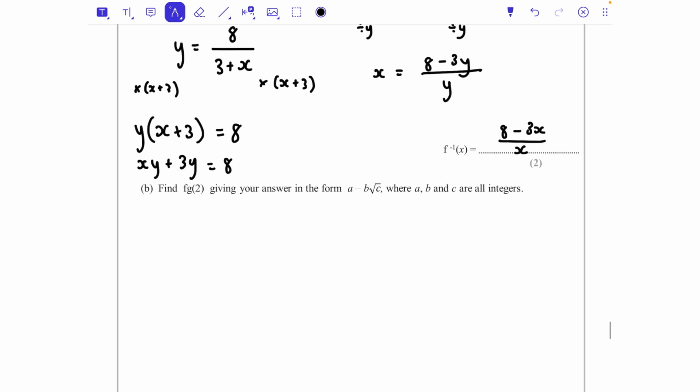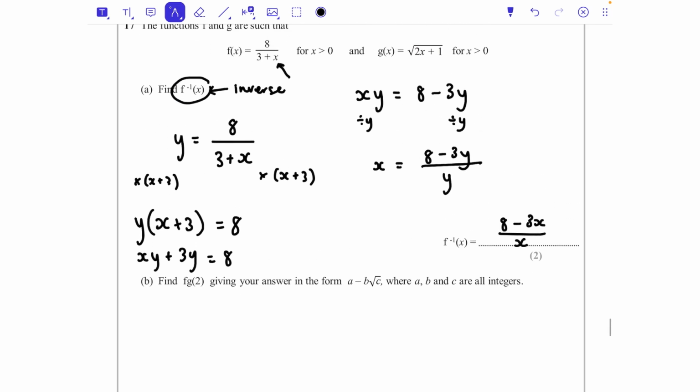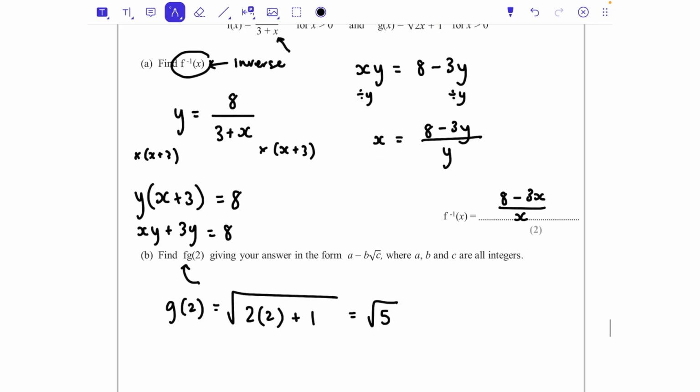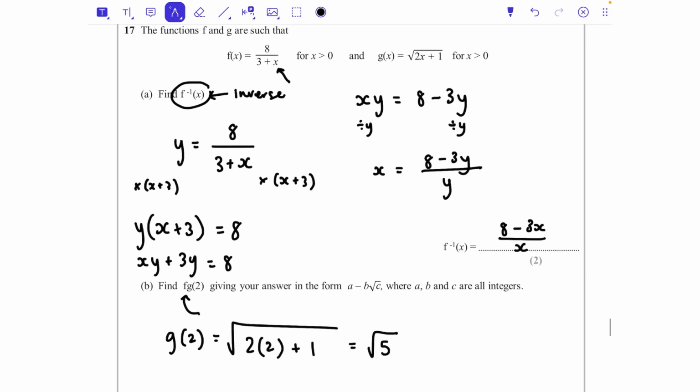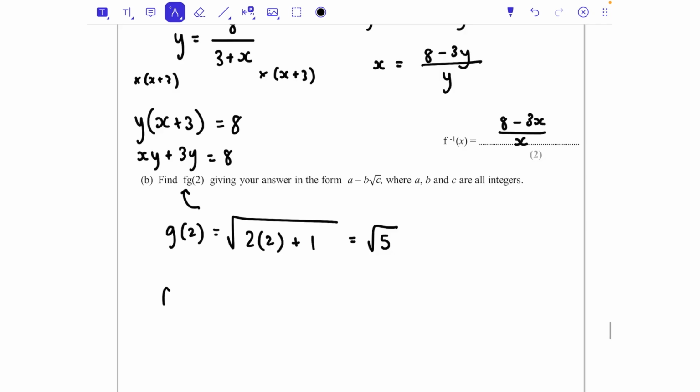For part B, it says find f of g of 2. So this is a composite function. We're putting 2 into g, and then we're getting the answer and putting that into f. So first we want to put 2 into g. So let's do g of 2, which is the square root of 2 lots of 2 add 1. That is the square root of 5, which is a surd, and we're then going to put that into f. So I now need to do f of root 5.